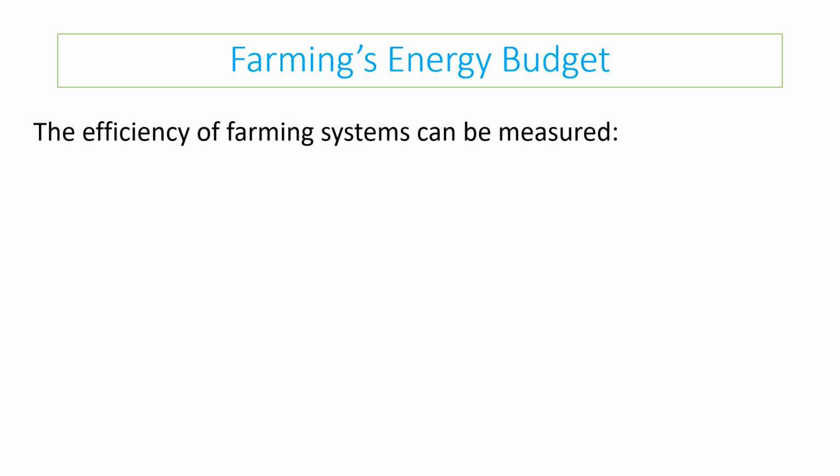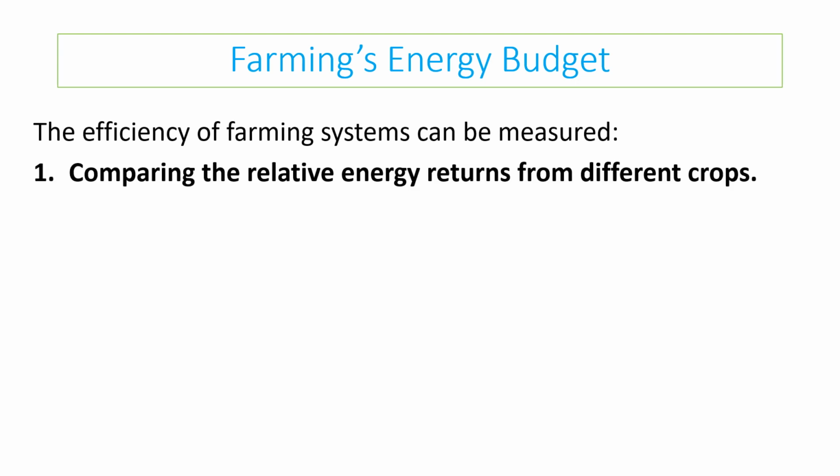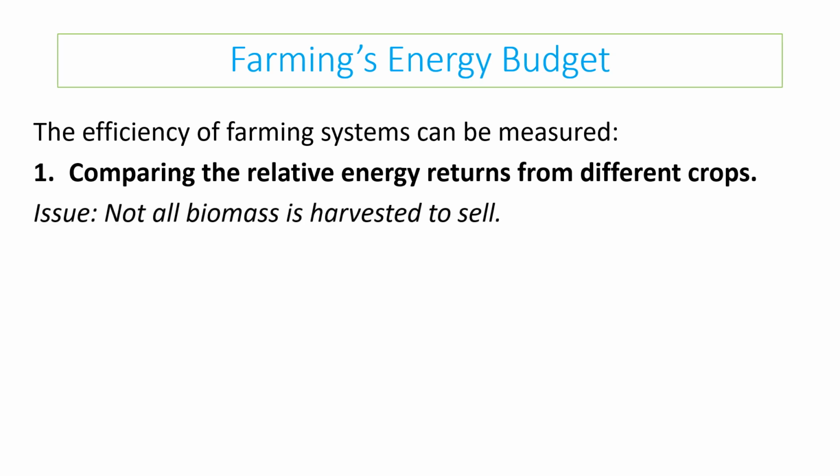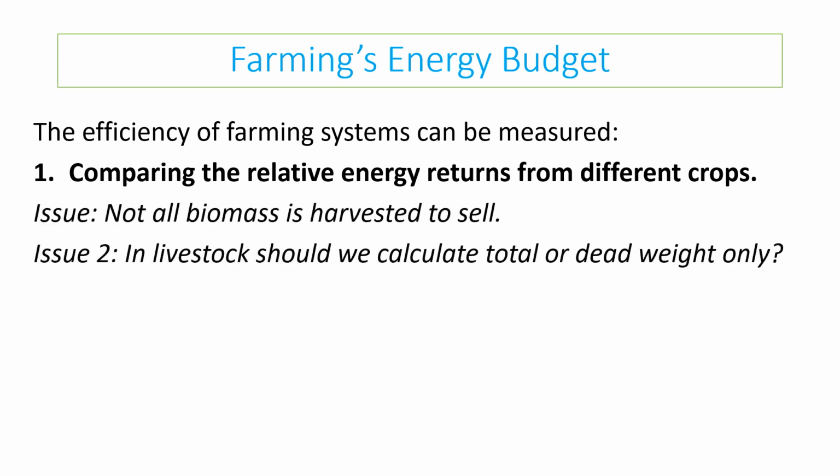So this links to something called the farmer's energy budget, and this can be measured in one of two ways. You can look at the amount of energy that is returned from different crops, but this is difficult because you don't always eat the whole crop. And in livestock, a lot of the animal actually doesn't get consumed, or is a lot of water, so you have to think about how much energy is actually coming out to the consumer.